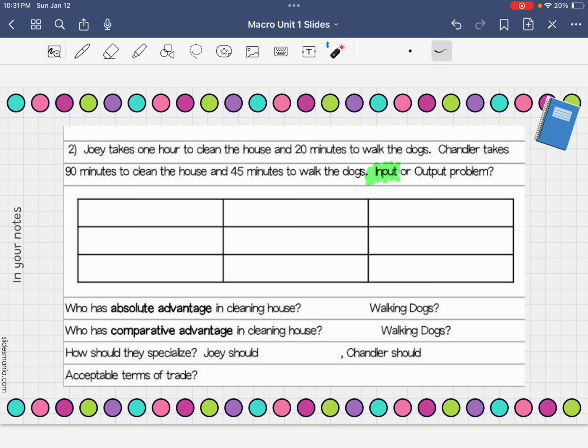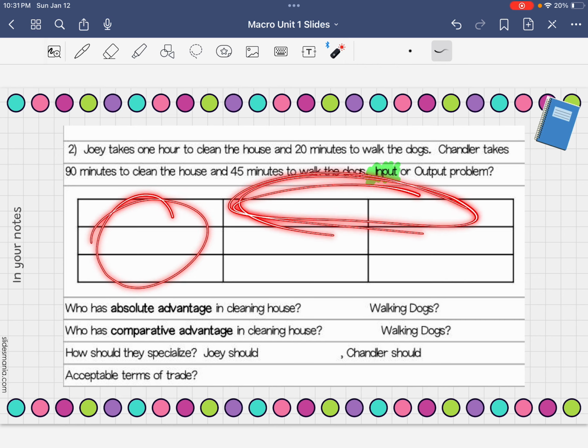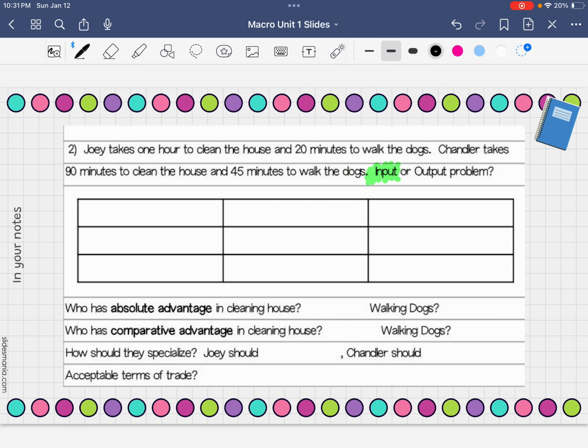We're going to put the people over here. We're going to put the activities up here. So I'm going to do that real quick. Try and make it nice and neat. We got Joey and we got Chandler.